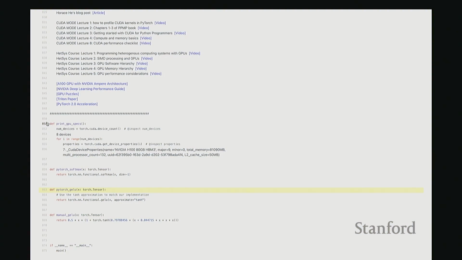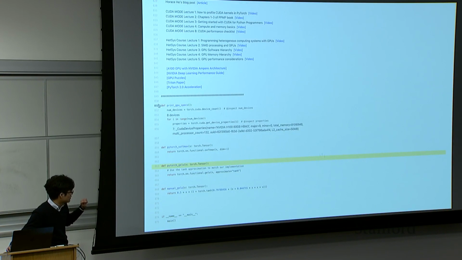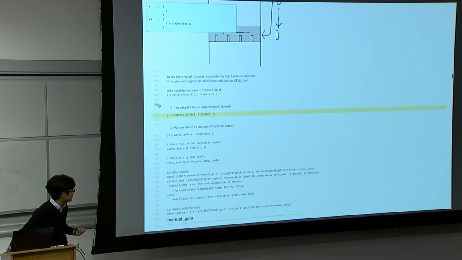torch.nn.functional.gelu, and I invoke approximate equals tanh because I want this to exactly match the naive thing that I'm going to do next. So this is not actually multiplying by the CDF of the Gaussian. It's going to be some approximation to that that's easier to compute. Okay? So that's the PyTorch GeLU.